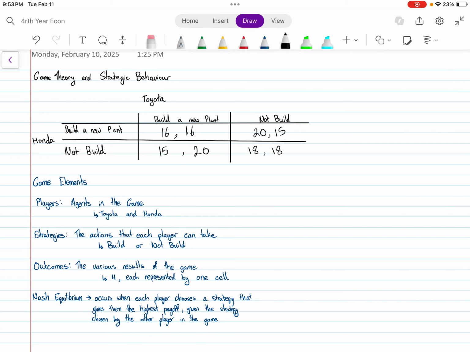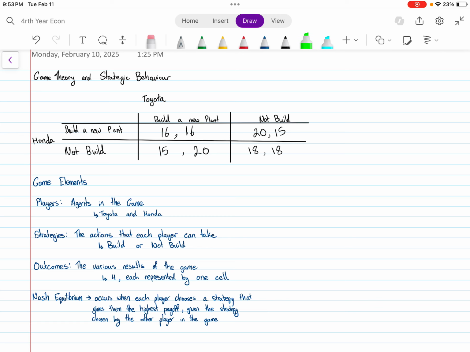So let's discuss game theory and strategic behavior. Let's start off by identifying what game theory is. In game theory, we usually have players, we have strategies, we have outcomes, and not always, but a lot of the time we have a Nash equilibrium, which is the best possible sort of bundle for both players.